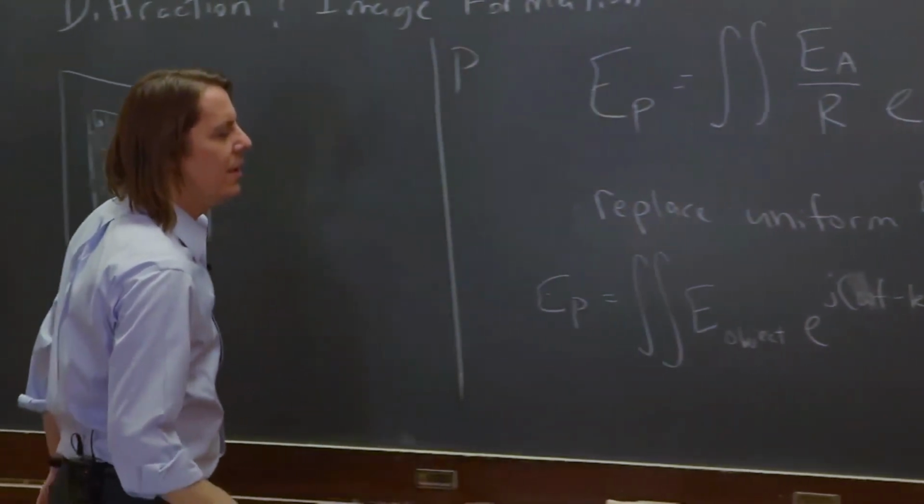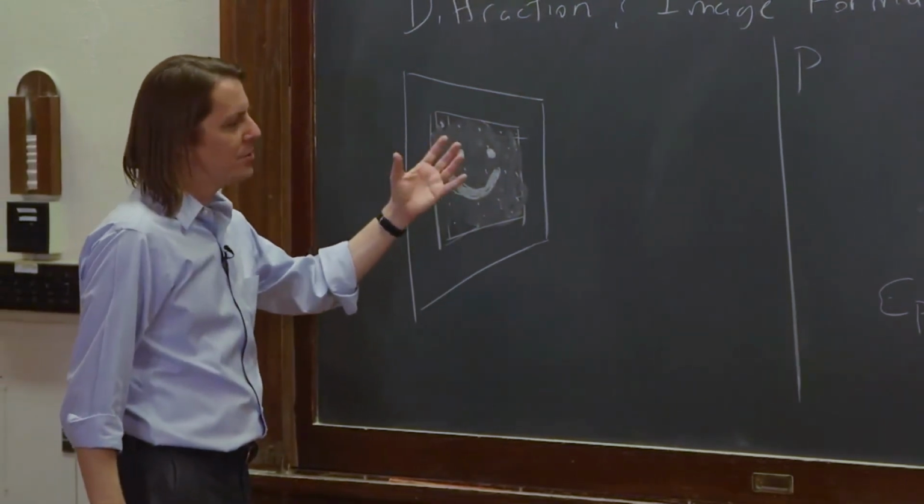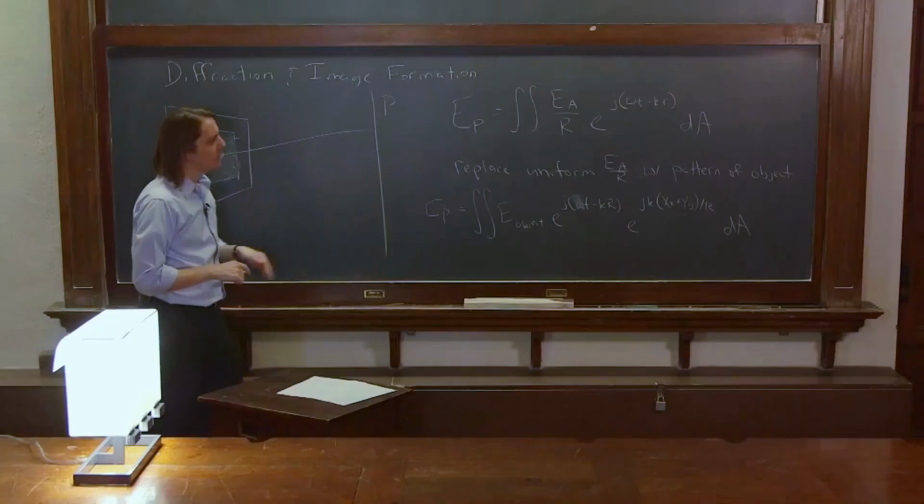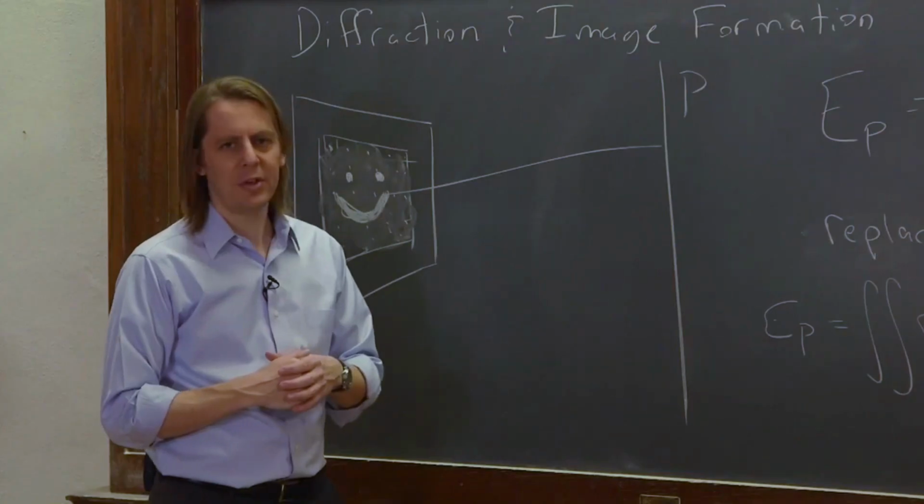So the diffraction pattern you would get if you put an object in there and modulated those Huygens wavelets, the diffraction pattern you get on the screen, would follow an equation that looks like that. So let's see what that does to the pattern.